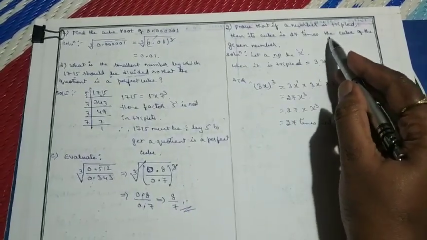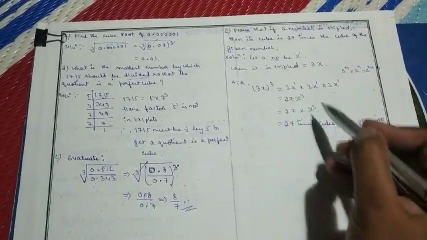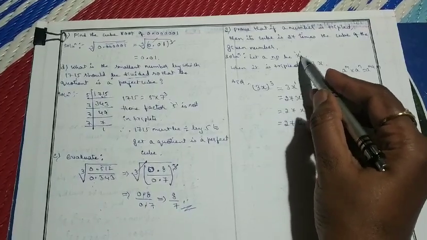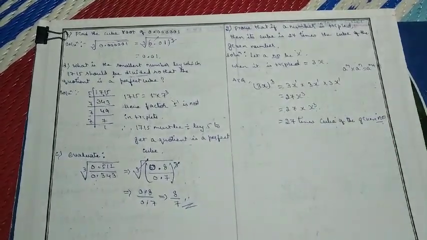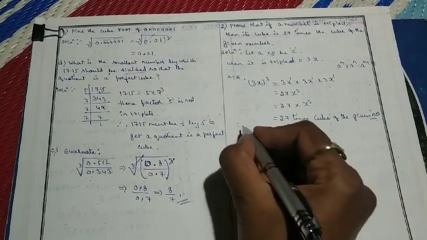Then 27 times. So 27 into cube of a given number. Number is x. Cube of a given number is nothing but x cube. So this is the answer, children. Second question. Now let us move to third question.